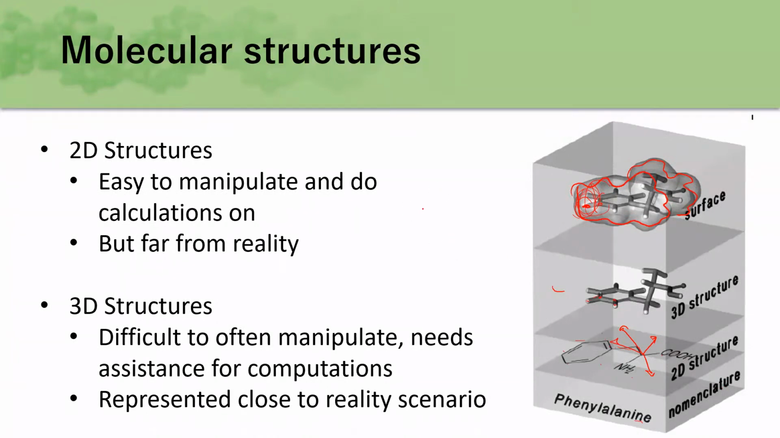For biomolecules like proteins and DNA, 2D structures are not possible because they are extremely big structures. It's very difficult to lay them down flat as a 2D structure. So often they need to be represented in 3D structures or surface representation only. So that is how we represent the structures.